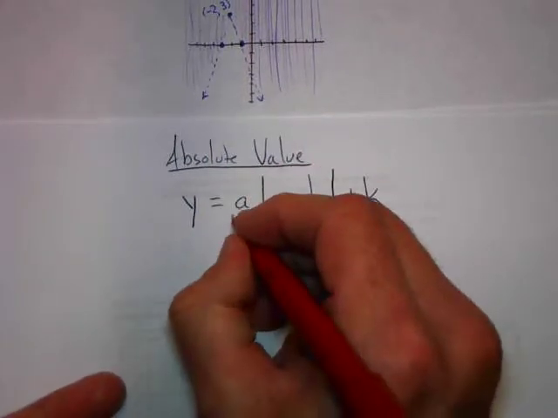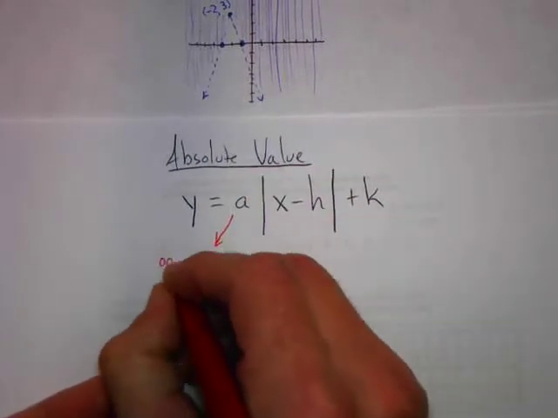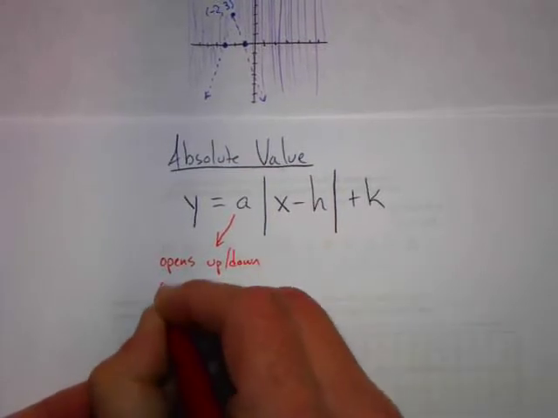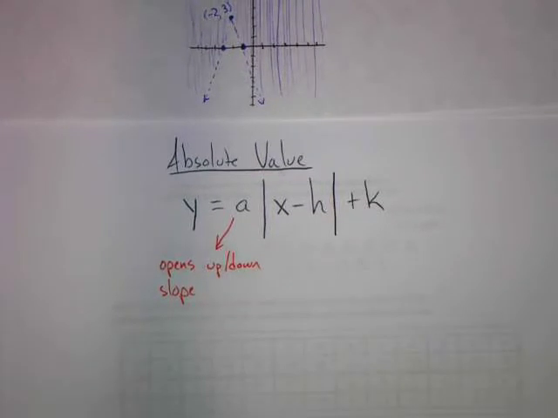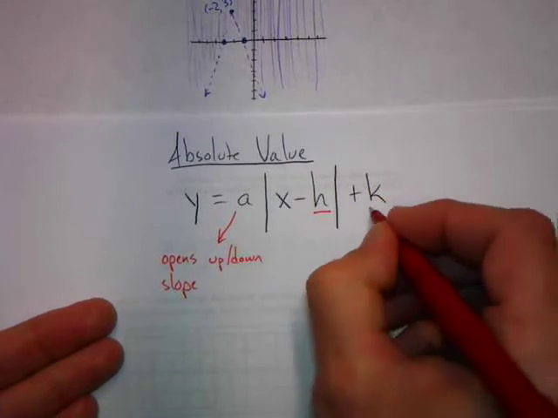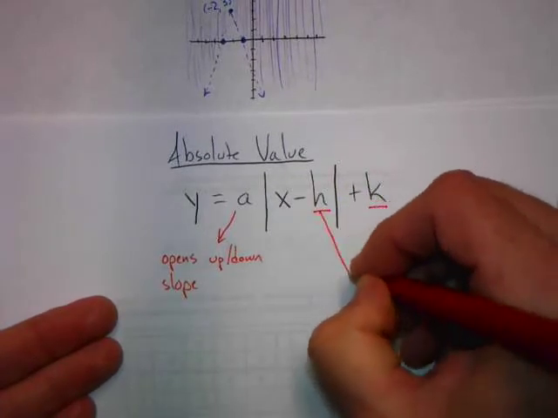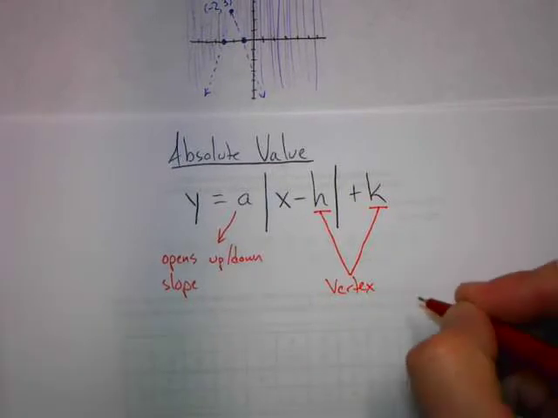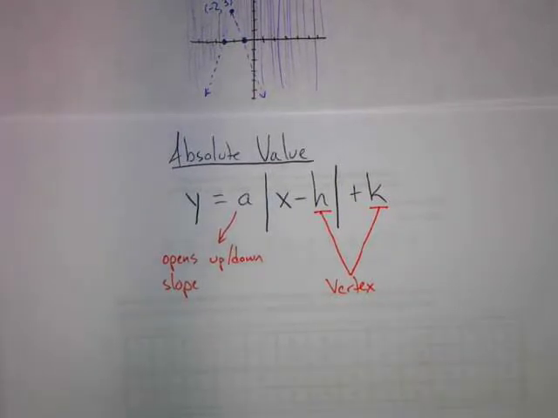If we recall, the a tells us whether or not the graph opens up or down. And it also tells us the slope. That's what the number out in front gives us. The h and the k come together to give us the vertex of the graph. The a tells us whether or not the graph opens up or opens down. So we have to remember all that information from absolute value graphing.